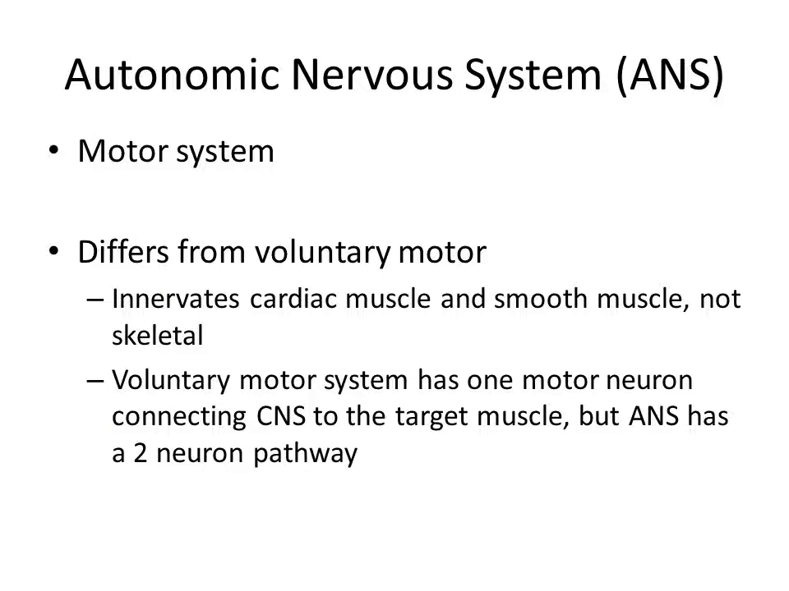The autonomic nervous system is then one of our subdivisions of the motor system. It differs from voluntary motor, however. Whereas voluntary motor innervates skeletal muscle, autonomic motor innervates cardiac muscle and smooth muscle. Also, while the voluntary motor system has one motor neuron that connects the central nervous system to the target muscle, the autonomic nervous system has a two-neuron pathway.